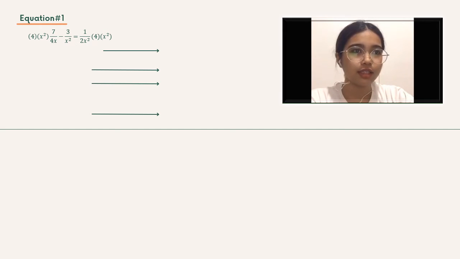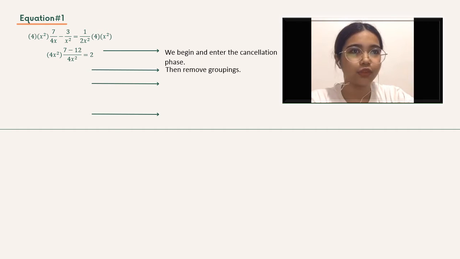4x times x squared times 7 over 4x minus 3 over x squared equals 1 over 2x squared times 4 times x squared. We begin and enter the cancellation phase. 4x squared times 7 minus 12 over 4x squared equals 2. Then remove groupings. 7x minus 12 equals 2.